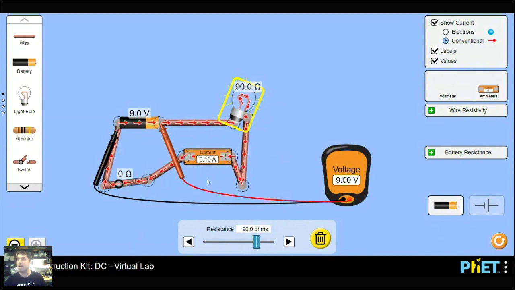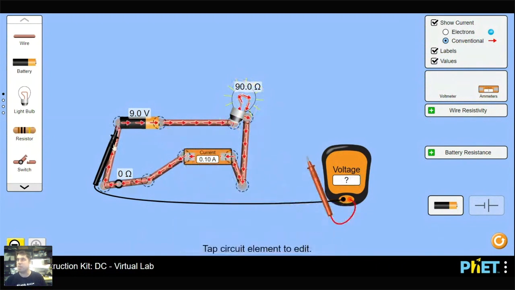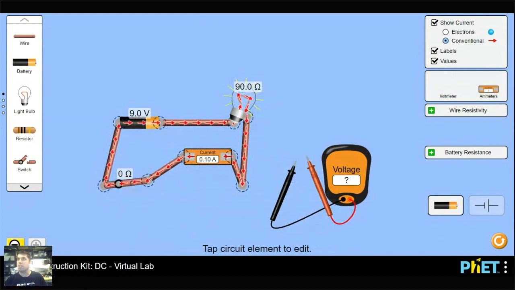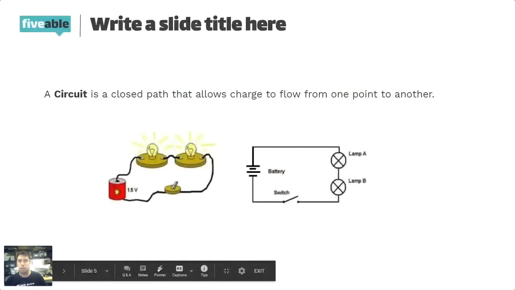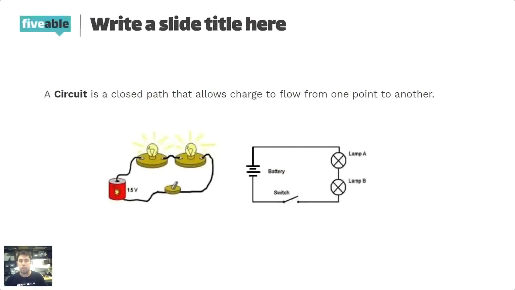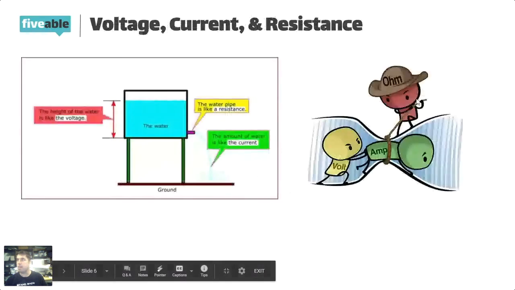Okay. So let me pause this for a second here. I'm going to go back to the notes page. So give me a few minutes to switch back over. Chrome tab. That one. All right. So we left off right here.